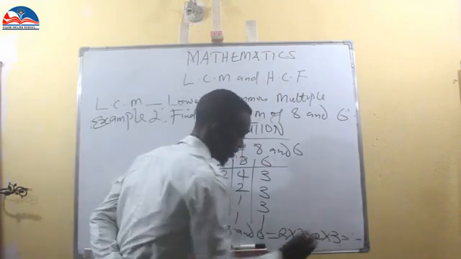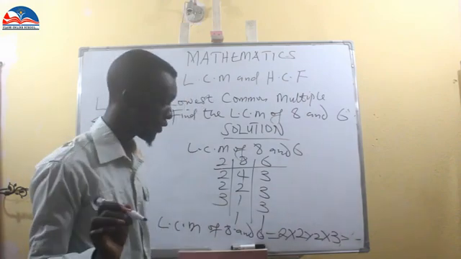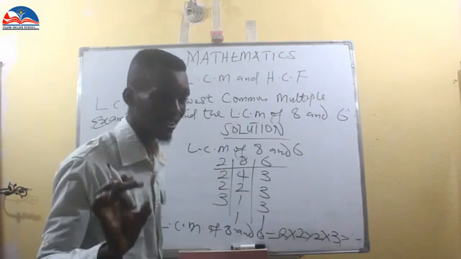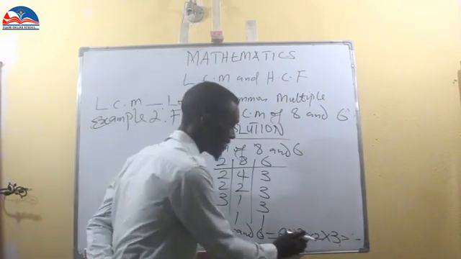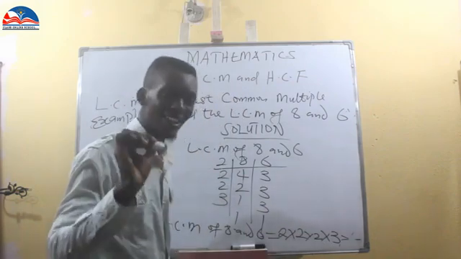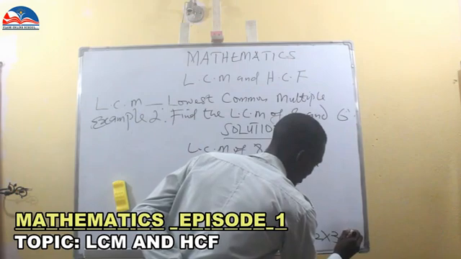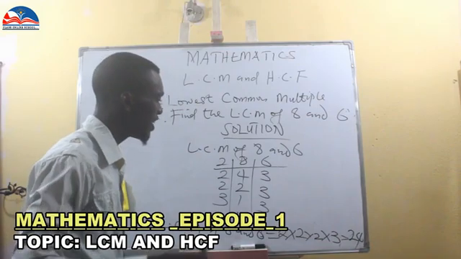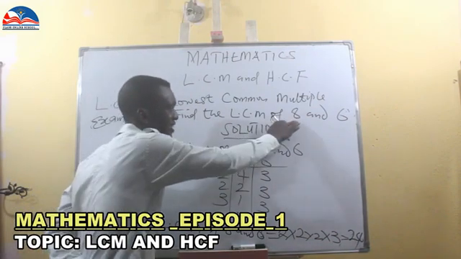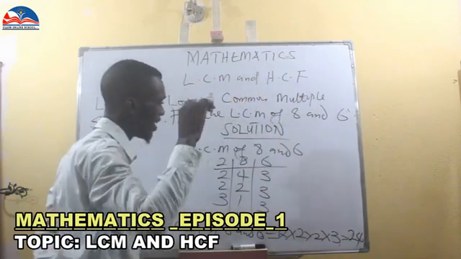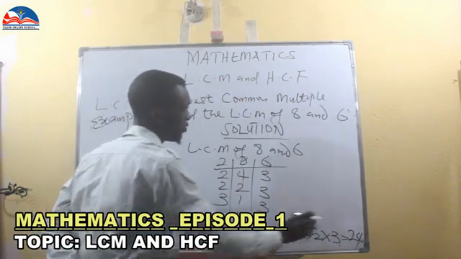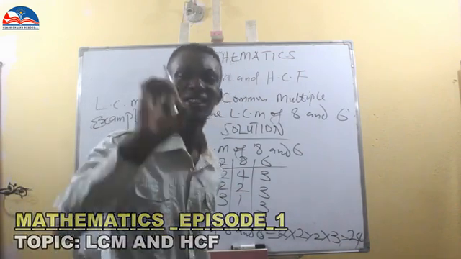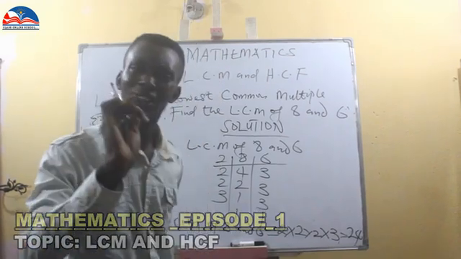Class, now we bring out the answer, the value. 2 times 2 gives us 4. Now, 4 times 2 gives us 8. 8 times 3 gives us 24. So, the LCM of 8 and 6 is 24.